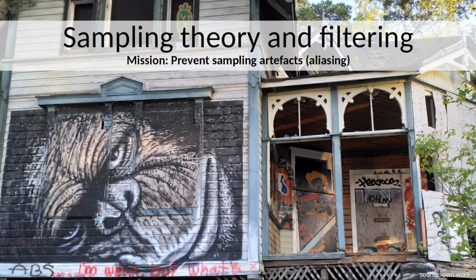Let's start with sampling theory and filtering, the goal of which is to reduce or prevent sampling artifacts, or in other words, aliasing. By the way, that picture is from Finland, the home of some very good computer graphics people.